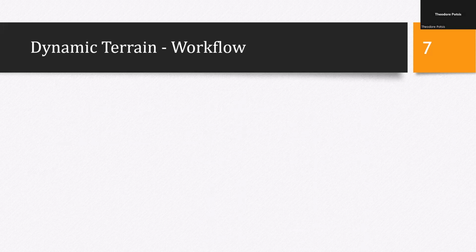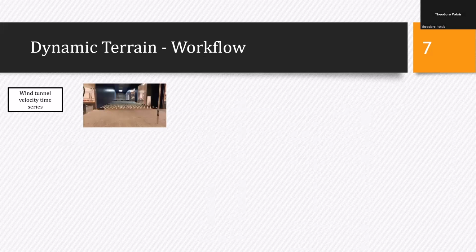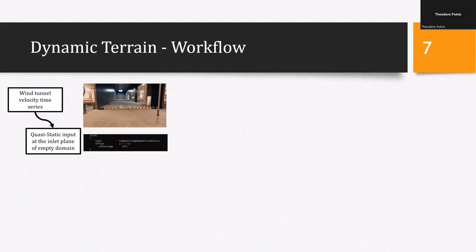And now going into the workflow of a dynamic terrain methodology, first of all, we start from wind tunnel velocity experiments. We extract this time series for various heights of the atmospheric boundary layer, and we can create basically all of those instantaneous profiles that I presented a bit earlier. And what we do is we impose them in a quasi-static manner at the inlet plane, first of all, of an empty computational domain, in order to really make sure that the velocity features and the turbulence are properly expressed in the domain. And this is done by using the time-varying mapped fixed value function of OpenFOAM.